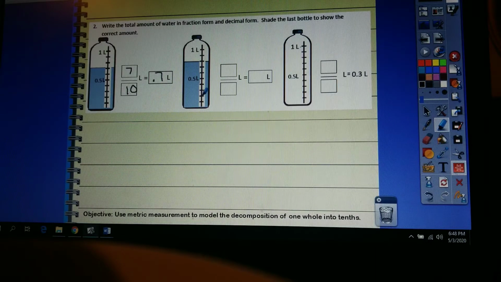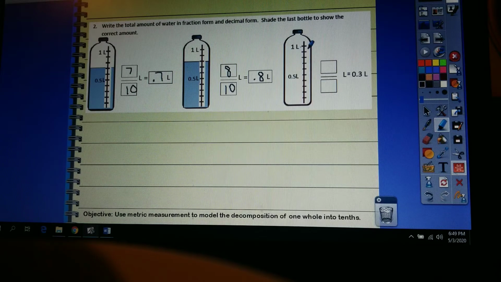Okay, let's look at our second one. Again, we have 1/10, 2/10, 3/10, 4/10, 5/10, 6/10, 7/10, 8/10, 9/10, 10/10, which is 1 whole. So 5/10, 6/10, 7/10, 8/10. I guess once I'm done with these videos, I'll be able to write nicely with this mouse. 8/10, which is decimal point 8. 8/10.